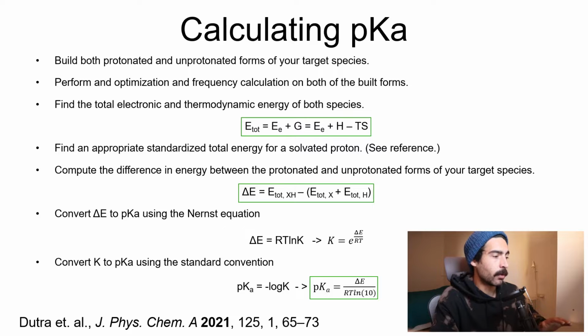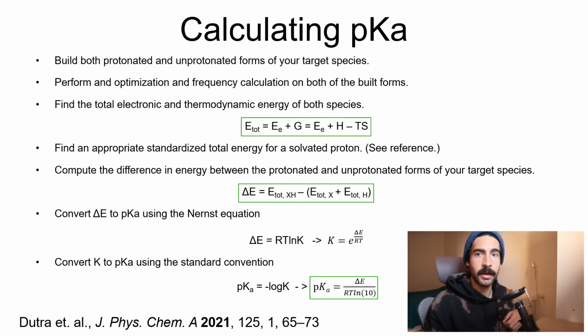Once you have your optimization and frequency calculations completed, you'll be able to determine the total energy of both the protonated and unprotonated forms of your system, and use this equation to do that, where the total energy is the summation of your electronic energy and Gibbs free energy of each system. For these calculations, you'll also need the standardized total energy for a solvated proton. And at the bottom here, I have a good reference for determining what that energy should be.